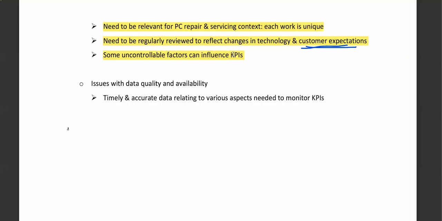And moreover, KPIs would mean data. Remember, I highlighted that KPIs must be SMART. So you're looking at specific, measurable, achievable data, and you should have systems that facilitate timely and accurate data recording and reporting with regard to various aspects needed to monitor KPIs.